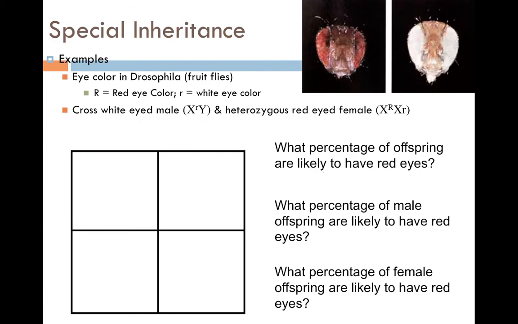All right, here's another example that I want you to try. So you're going to cross a white-eyed male and a heterozygous red-eyed female. So we're changing the female a little bit. And this, guys, this R should be an exponent just like before. So I want you to take a moment and try to do this and then come back and check your work.